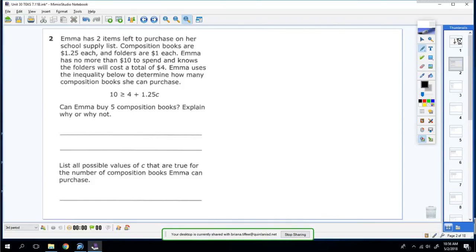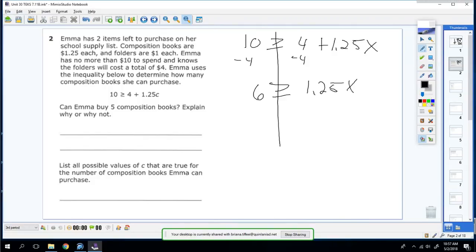So first thing we're going to do is solve this inequality. You have 10 is greater than or equal to 4 plus 1.25c. I'm going to change that c to an x. So first thing I'm going to do is subtract 4 from both sides. You get 6 is greater than or equal to 1.25x, and then you divide, and you get 4.8, which is greater than x.